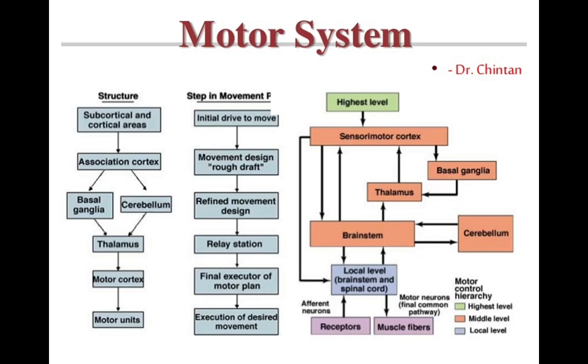Okay, so as you can see here, it involves a number of things. The highest level is the sensory motor cortex. That means involving both the somatosensory area and of course the motor cortex. Then we have the basal ganglia, the cerebellum, the thalamus, because the thalamus is a relay center. It's going to relay whatever information is processed by the basal ganglia and the cerebellum back to the motor cortex.